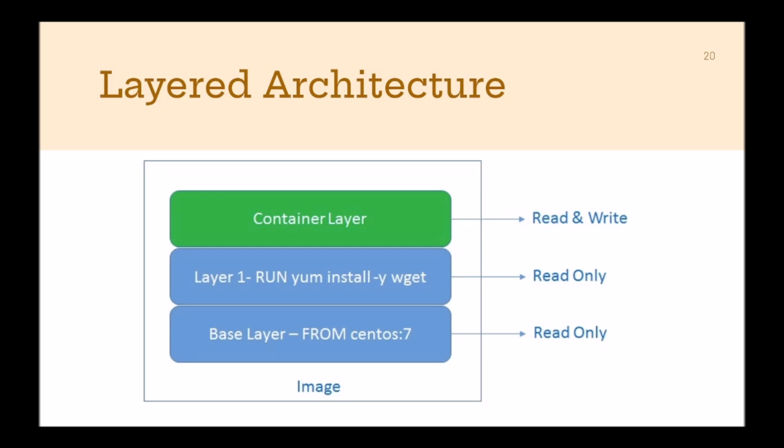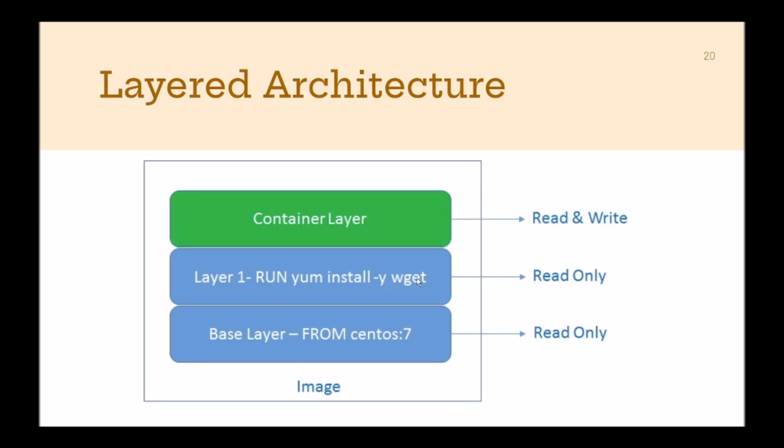And as I had mentioned before, we have a layered architecture here. For each command that you see in a Dockerfile, what essentially happens in the background is that a new image is created for each command, and that image is added on as a layer into the new image. So you can see the base layer, let's say we have FROM CentOS 7. If we want to install any other dependencies, like let's say yum install wget, that gets added on as a layer.